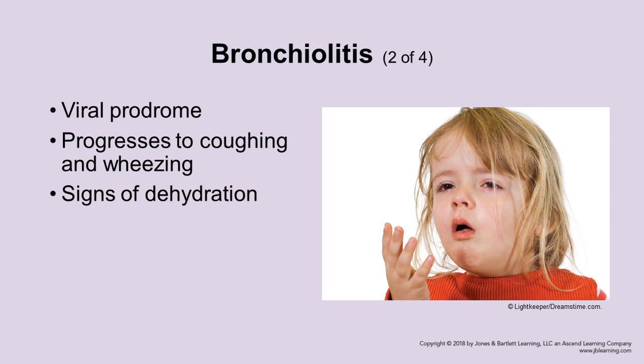Children who present with bronchiolitis typically have a viral prodrome of a few days, which is fever, cough, runny nose, progressing to more severe coughing and wheezing. These children can also become dehydrated because they're coughing and not able to maintain good oral intake. They may have fevers causing increased insensible losses. So this is typically what ends up getting them in the hospital.